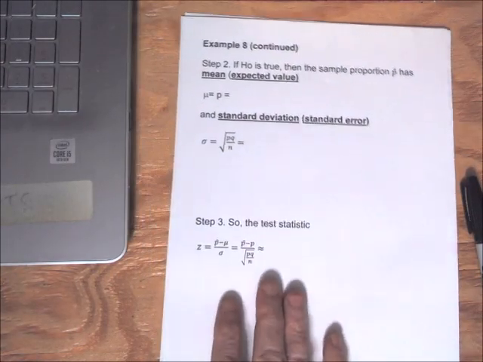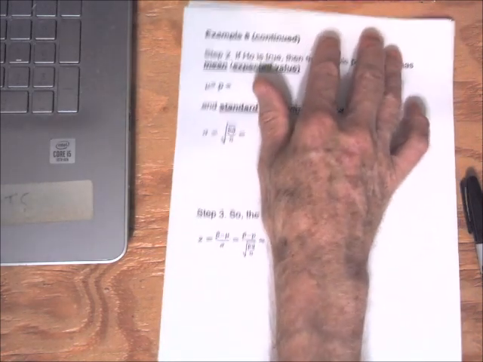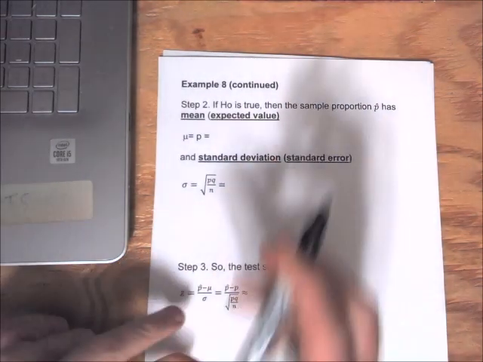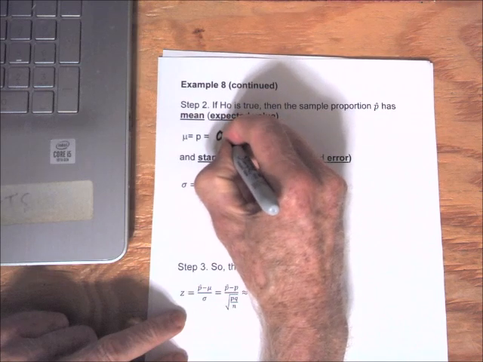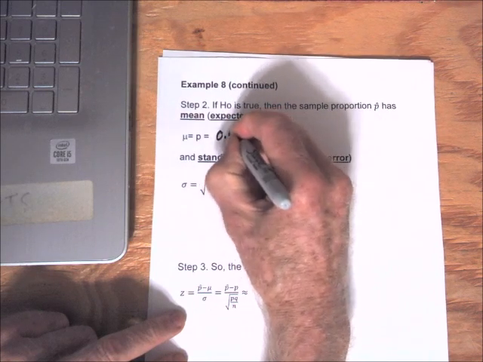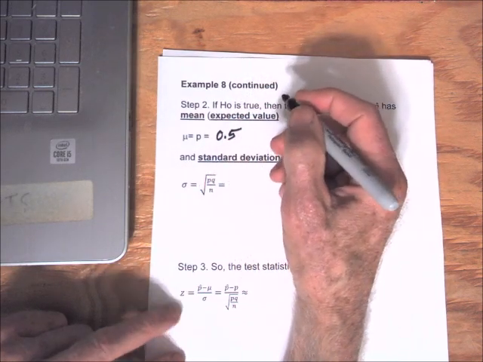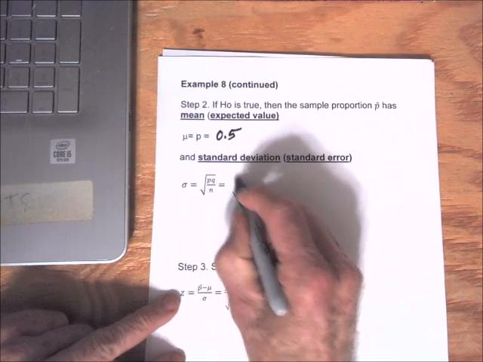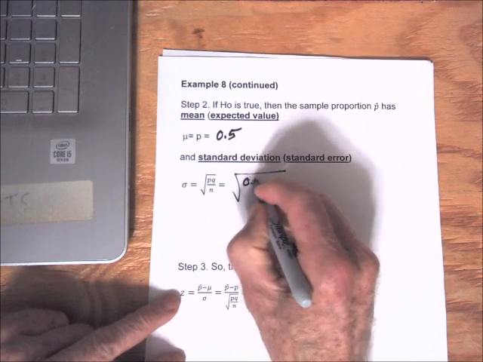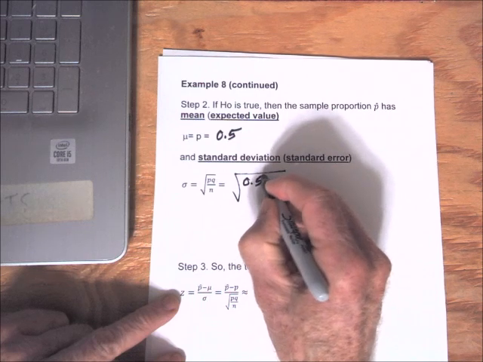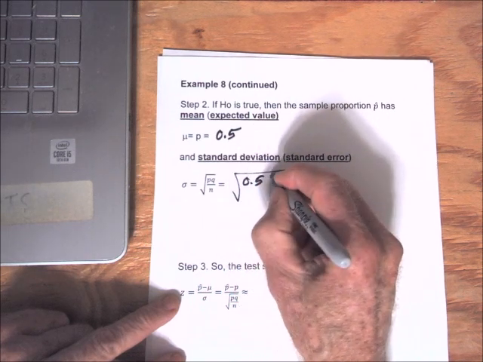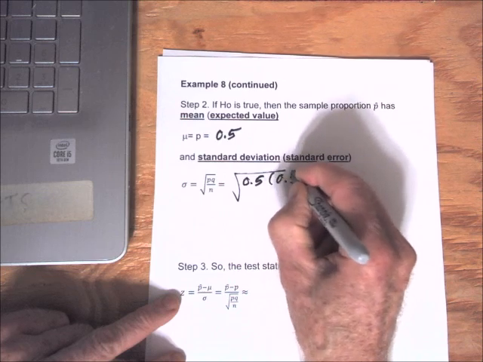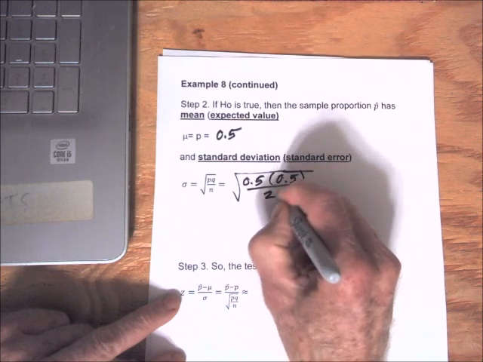Okay, so the next step: if H naught is true, then the sample proportion p hat has mean or expected value 0.5. On the average, p hat should agree with the population mean, 0.5, and the standard deviation is the square root of p times q over n. These values are assuming H naught is true. So p is 0.5, q is 0.5, and our sample size is 20.